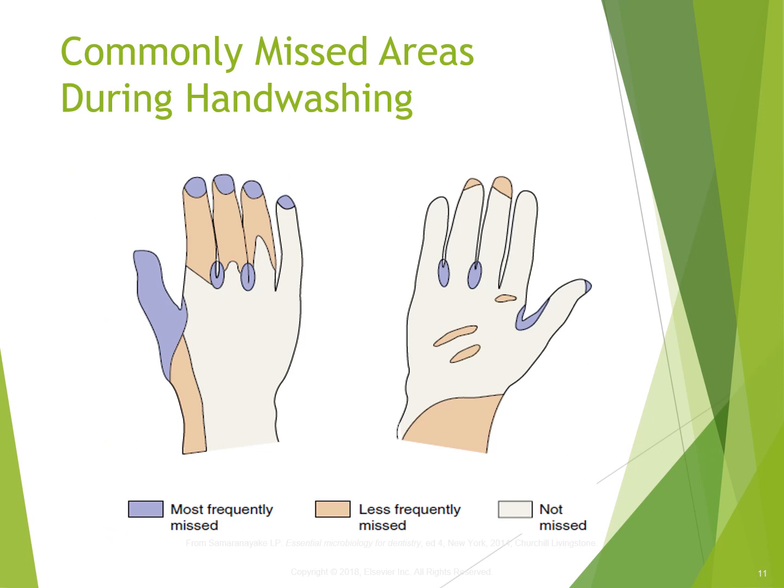Here's a picture of commonly missed areas during hand washing. Notice around the thumbs, notice the purple around the fingertips. Those are the most frequently missed areas. The tan is the less frequently, and then the lighter tan is not missed. Notice, are those areas you're missing when you're washing your hands? Those would be the areas where we can spread microorganisms from not washing our hands properly. So it is very important that we are washing our hands for the amount of time and paying close attention that we are hitting those hard to miss areas.